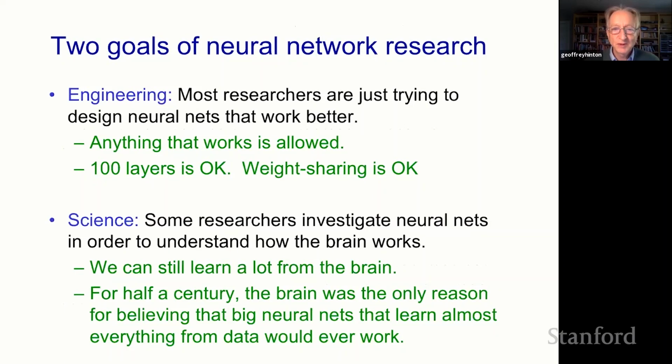So most people now studying neural networks are doing engineering, and they don't really care if it's exactly how the brain works. They're not trying to understand how the brain works, they're trying to make cool technology. And so 100 layers is fine in a ResNet. Weight sharing is fine in a convolutional neural net. Some researchers, particularly computational neuroscientists, investigate artificial neural networks in an attempt to understand how the brain might actually work. I think we still got a lot to learn from the brain. And I think it's worth remembering that for about half a century, the only thing that kept research on neural networks going was the belief that it must be possible to make these things learn complicated things, because the brain does.